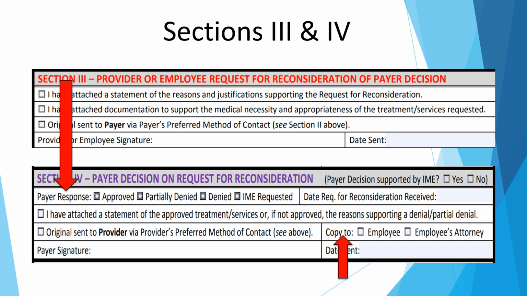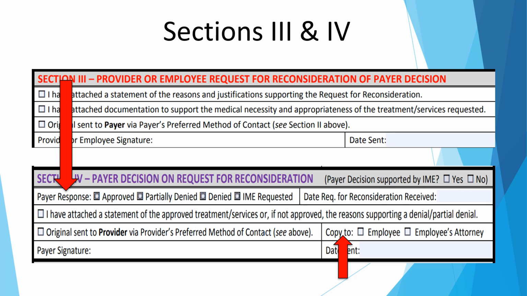You can get that report back. You send a copy of the report to the injured worker or their legal representative if they sent in that Section 3 request. You send a copy of the report to the healthcare provider if they sent in the Section 3 request. Then you have 7 business days to decide whether or not you're going to approve, partially deny, or deny the treatment or services, again, based on that IME.